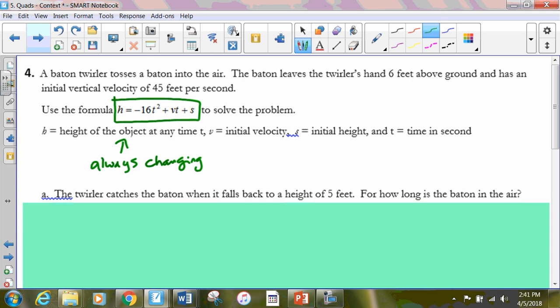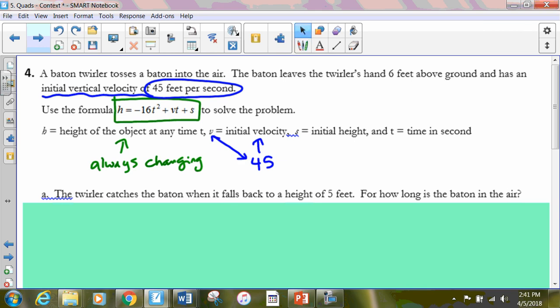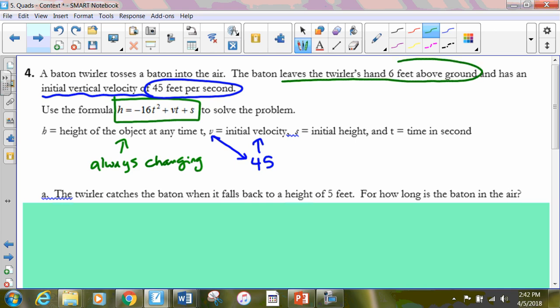All right, V equals initial velocity. Oh, initial velocity, I think I saw that somewhere. Yep, initial vertical velocity of 45 feet per second. So that 45 is going to match up with V. That's a constant. And then initial height, well, I saw that somewhere up here too, right? Well, I didn't see initial height, but it says the baton leaves the twirler's hand 6 feet above the ground. That's its initial height. The baton started 6 feet above the ground, and that matches up with S.